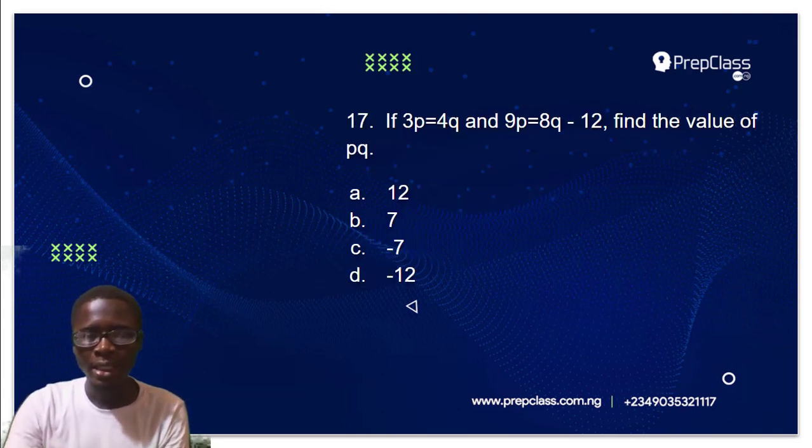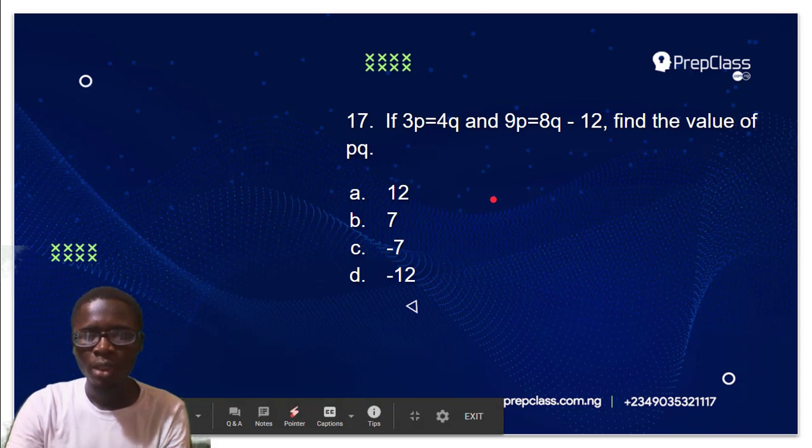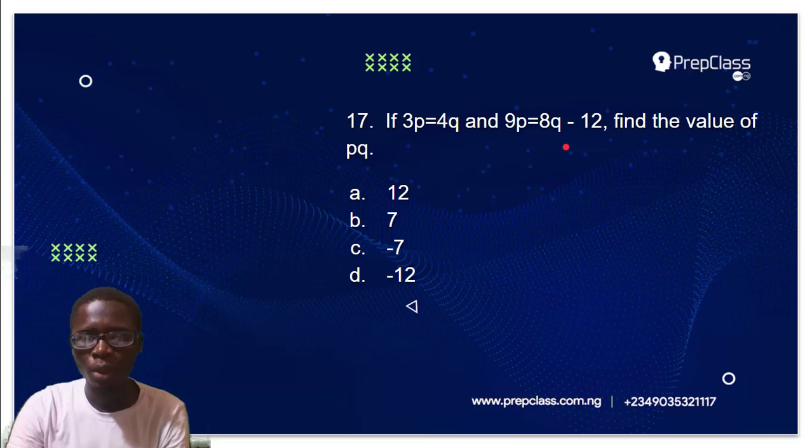The question says, if 3P is equivalent to 4Q minus 1, and 9P is equivalent to 8Q minus 12, find the value of PQ. Interesting. So this is a kind of question that if you know the value of P and you know the value of Q, then you can easily find the product.